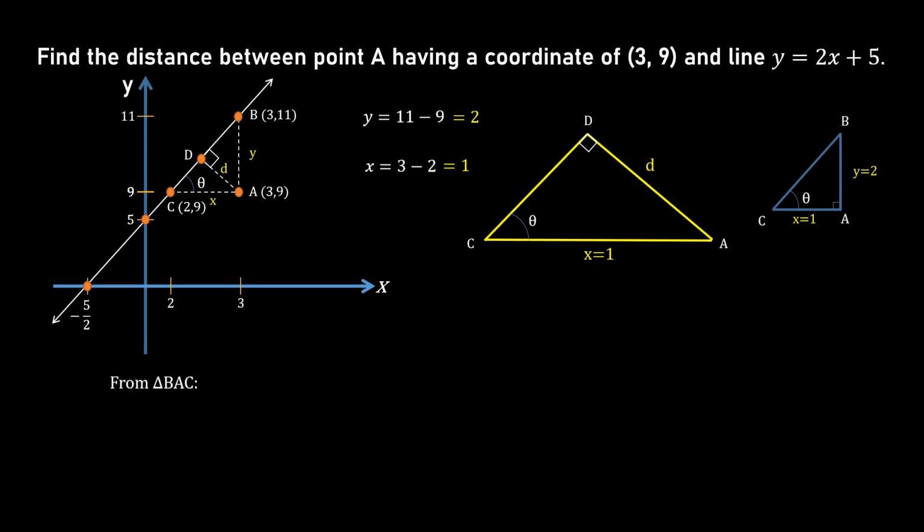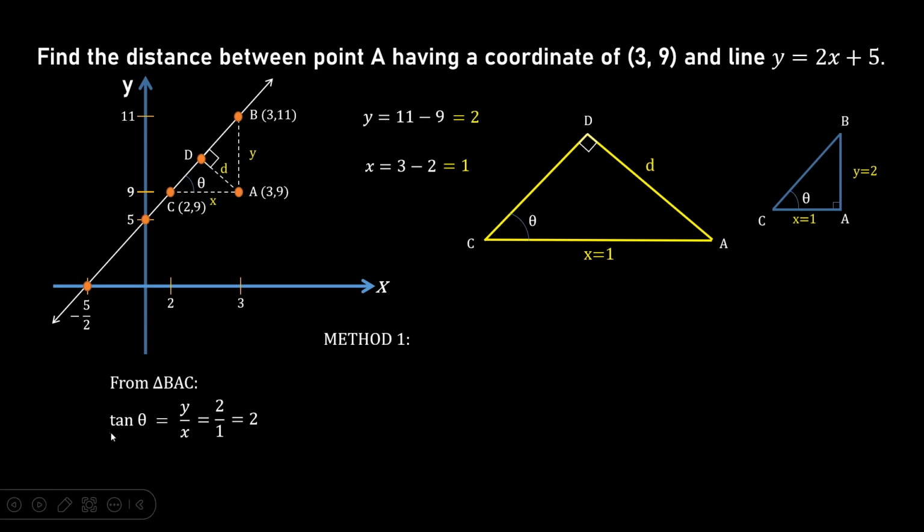So, from triangle BAC, the tangent function is the one that would relate this side and this side relative to this angle. So, tan theta is equal to opposite, which is y, over adjacent, which is x. So, substituting the value, we would get tangent theta is equal to 2. In this video, I presented two methods on how to compute for this distance D that we are looking for. So let's proceed with method 1.